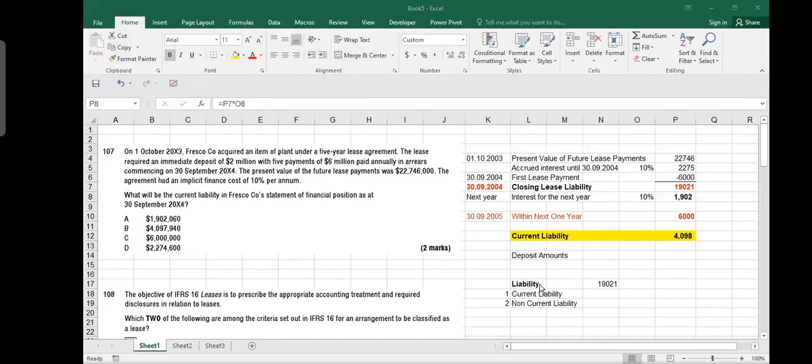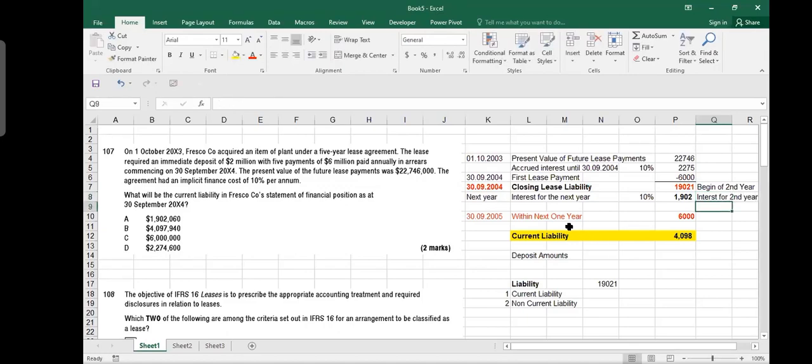Okay. Now, in the same question, if they ask you what is the non-current liability, now you know your total liability at the beginning of the second year. I would call it beginning of the second year so that it is clear. These dates may confuse you. This is your interest for second year.